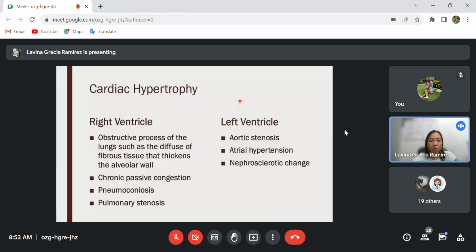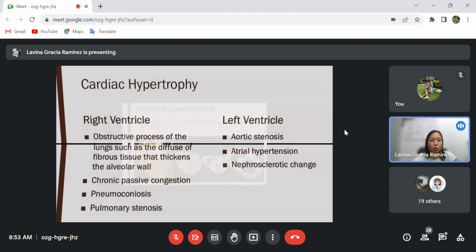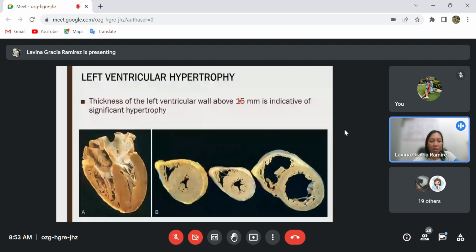Okay. So, ito yung nangyayari sa itsura ng left ventricular hypertrophy. There is a thickness of the left ventricle wall above 15 millimeter. So, ang kapal, 15 millimeter. Ganito. Ayan. So, makapal siya doon sa single lang na ganito. So, that's indicative of significant hypertrophy. So, ito yung mga cross-sections niya.